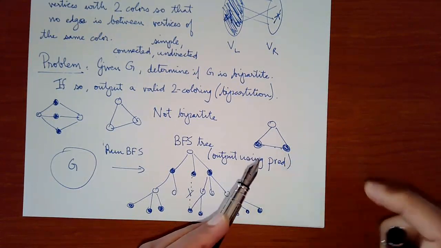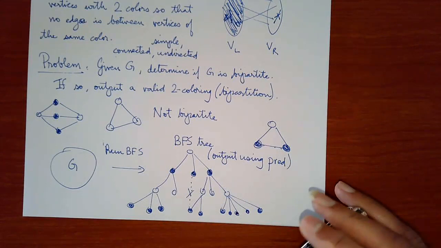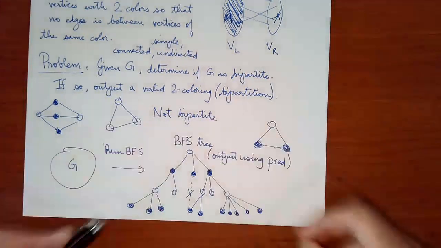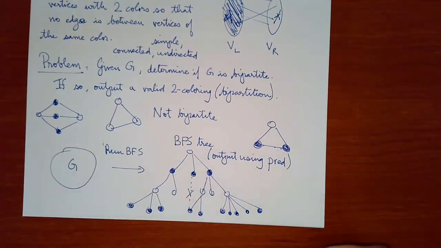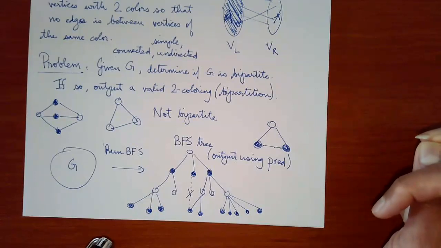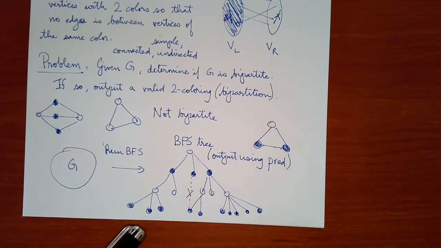Let me step back and say you ran BFS and you got this tree and you colored this tree. Now this gives you a potential two-coloring. Now you have two problems here. One is that maybe this is not a valid two-coloring, even though the graph is bipartite. The second problem is maybe the graph is not bipartite. Does that make sense?